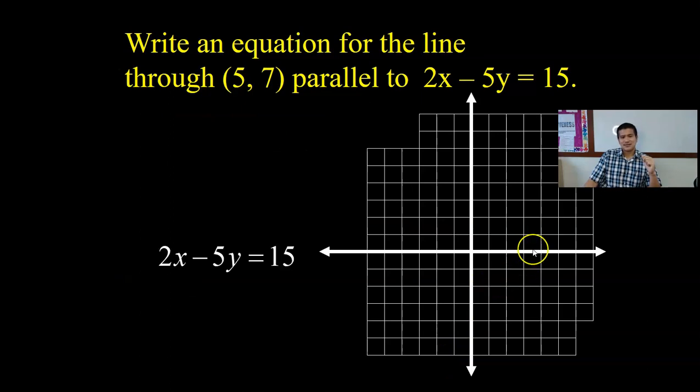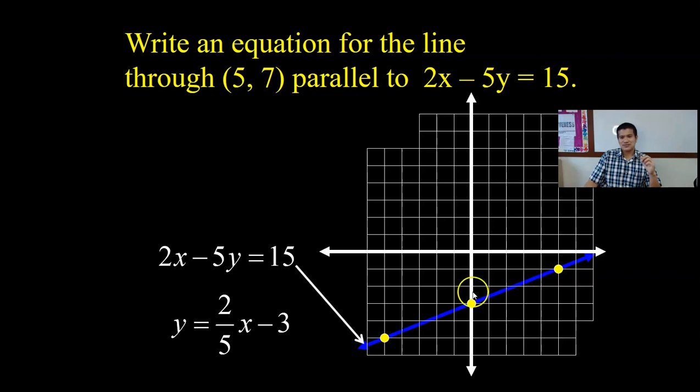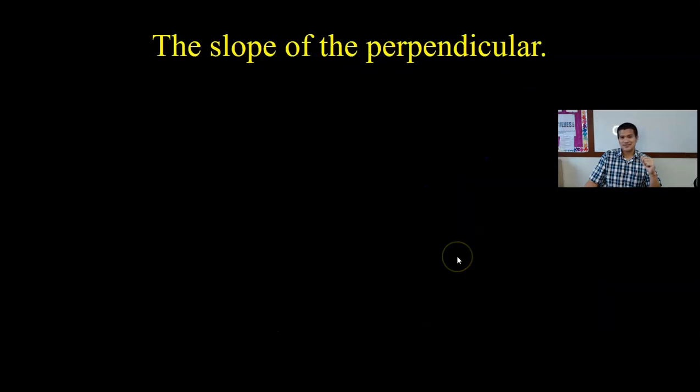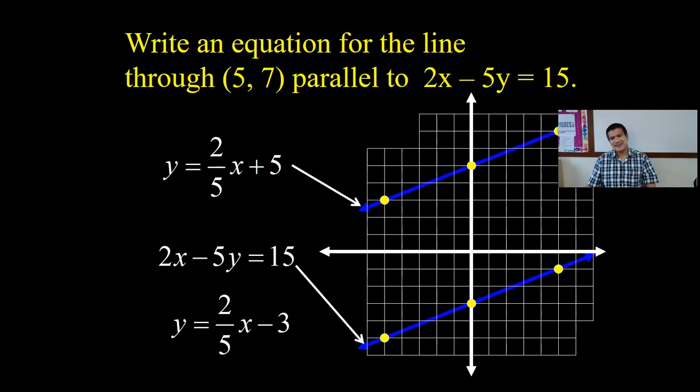So let's see. 2x minus 5y equals 15. y equals 2 over 5x minus 3. So this one is the point, and then that one. So this one is 2x minus 5y equals 15. Are they parallel for these two? Therefore, the two lines are parallel. Okay, given that the equation is this one.